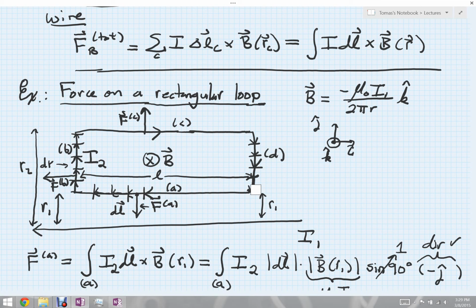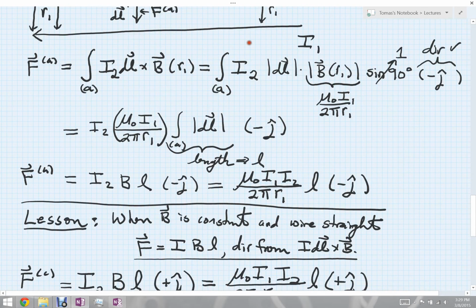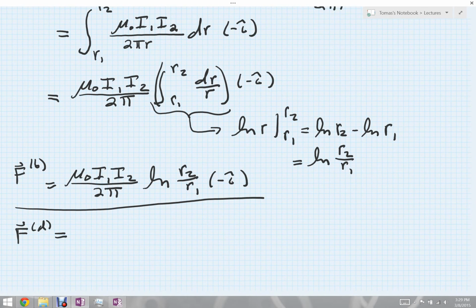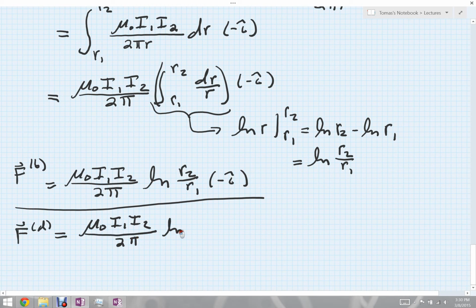So each little chunk of this integral along D has the same magnitude as the corresponding chunk along B, except the direction now is off to the right instead of to the left. So the force on D actually points in the plus i hat direction. But the magnitude is clearly going to be exactly the same. So that then gives me the final force. F of D is exactly F of B, except for the sign. So I'll have mu naught I1, I2 over 2 pi times the log of the ratio R2 over R1. And in this case, it is in just the plus i hat direction.